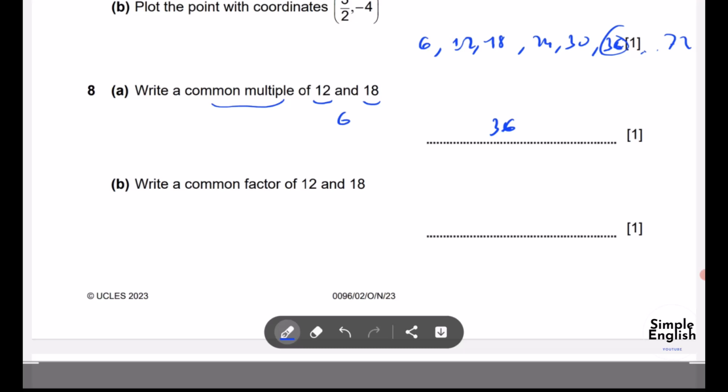B, write a common factor of 12 and 18. Remember, the factors of 12 are 1, 2, 3, 4, 6, and 12. How about 18? 1, 2, 3, 6, 9, and 18, right? For a common factor, we can write any common factor, maybe 2, 3, 6, or 1, right?